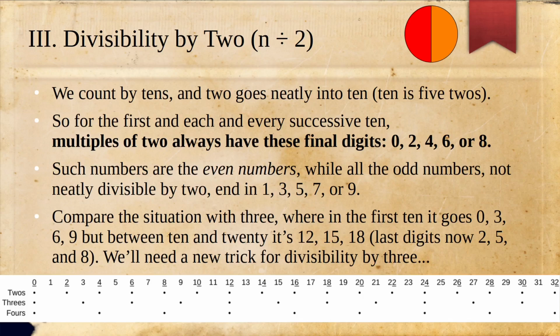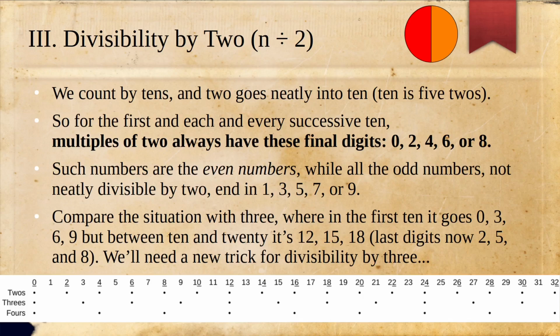Now we come to our first rule that's actually useful. We can take advantage of the fact that we count by tens, and 2 goes evenly into 10. 10 is 5 2s put together. So for each successive 10, no matter whether we're talking about the teens or the 2020s, the multiples of 2 always have the same final digits: 0, 2, 4, 6, or 8. These are also all the even numbers, while all the odd numbers, those not neatly divisible by 2, end in 1, 3, 5, 7, or 9.